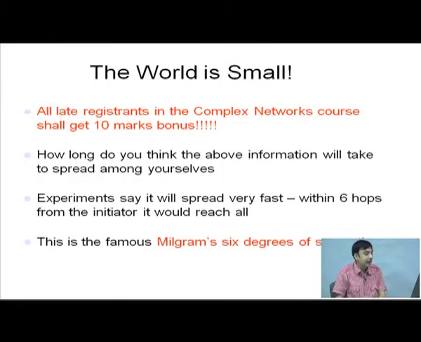So, suppose, look at these slides. Suppose if I say that all late registrants in the complex networks course will be given 10 marks bonus. Okay. So, how fast do you think will this information spread? In general I would imagine that it would spread very fast among all the registrants of this course. So if that is the case, then the question is why is it so that it spreads fast, and why is it so that it actually spreads in the first place, okay?